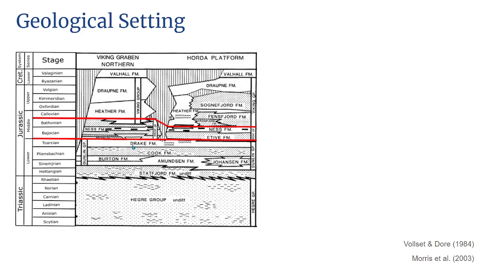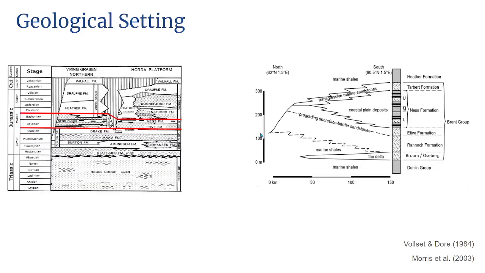To introduce the geologic setting, here is a stratigraphic column over the Viking Graben in the Horta platform. The Middle Jurassic Brent group sediments, the focus of this study, are outlined here in red. The Brent group is made up of 5 formations, including the Broom, Rannoch, Edith, Ness, and Tarbert, and is a succession of deltaic, regressive, and transgressive sediments. For this study, the Osberg Formation is time equivalent to the Broom Formation in Norwegian waters.